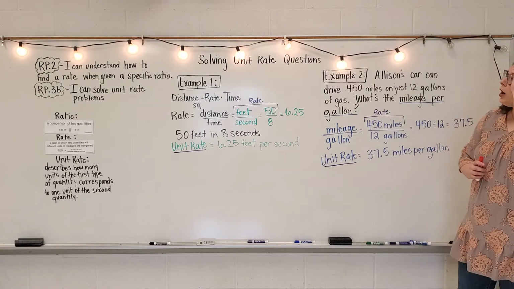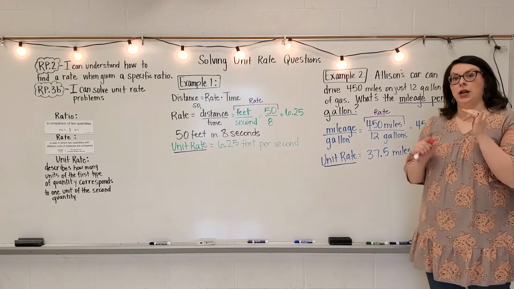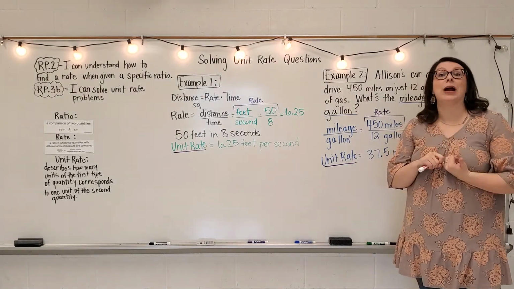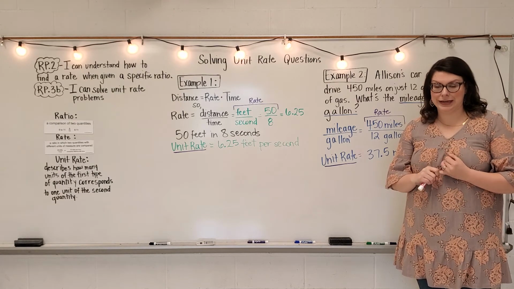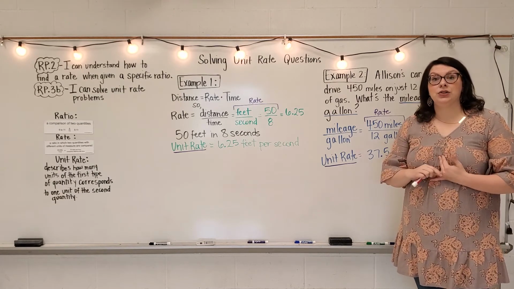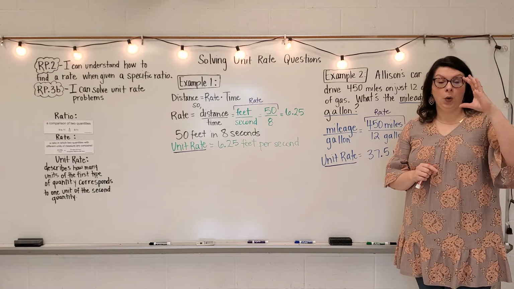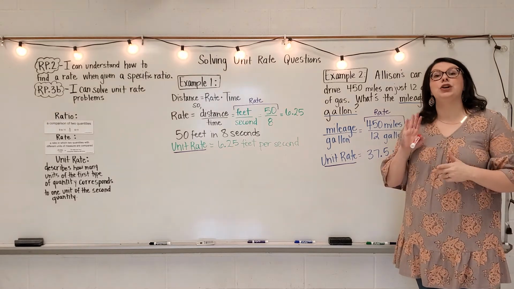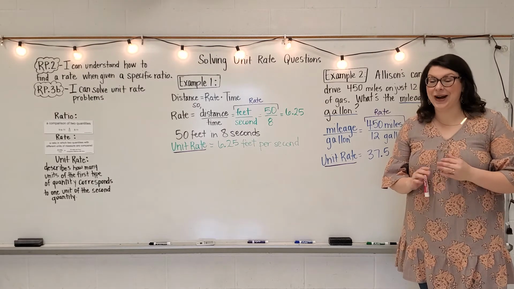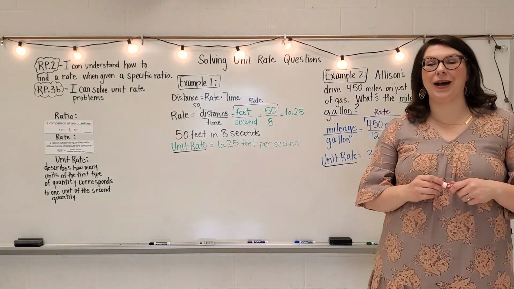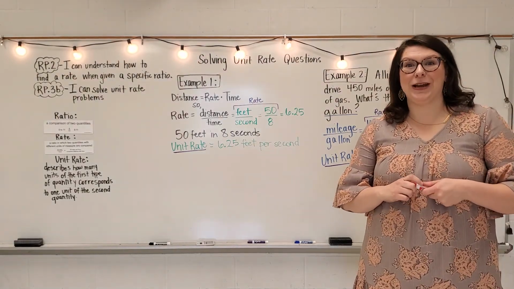So if you are working on a unit rate question, the first thing you need to do is write down your words of the order of your ratio or your rate. The second thing you're going to do is fill in those words with the numbers, and then you're going to divide so that your denominator equals 1. All right, check out our next video for more information on ratios and proportions.